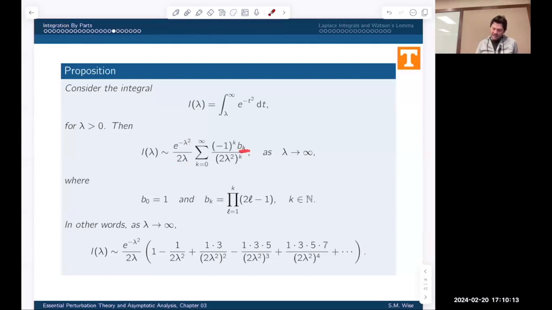These B_k coefficients, remember that those were the products of the odd numbers up to a certain value. So B_k means the product of the first k odd numbers, right? Minus 1 to the k, you understand that. That's just coming from the fact that we're having alternating sign. And every time we produce another term, we produce another power of 2 lambda squared to the k power.